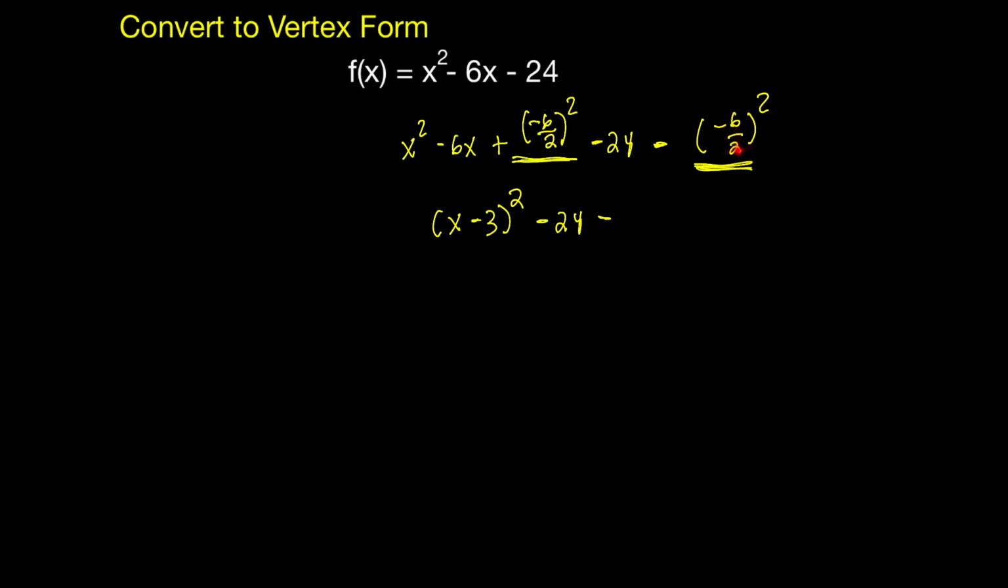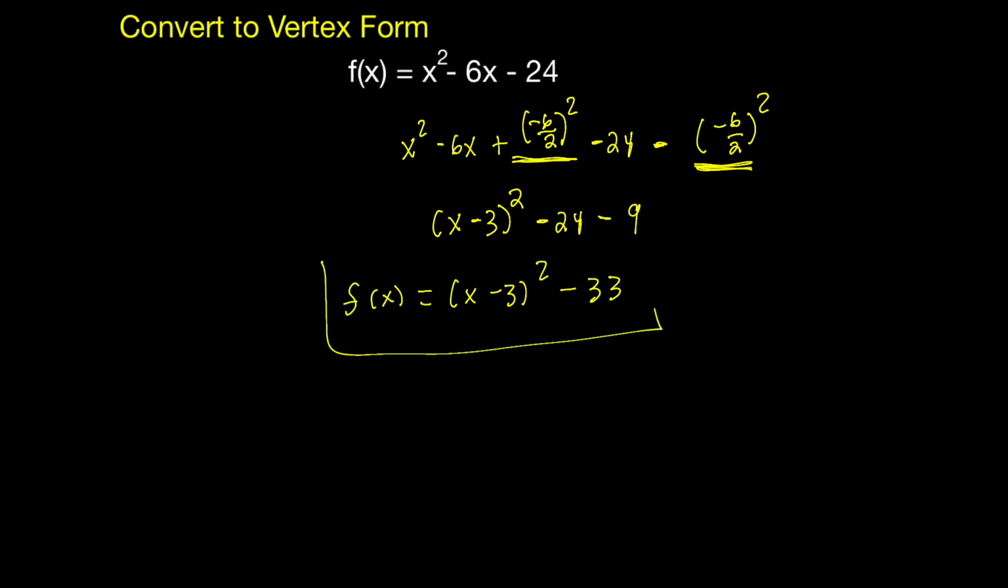Notice here that negative 6 divided by 2 is negative 3. And if we raise that to the second power, negative 3 times negative 3 is going to give us 9. So then we can just combine the like terms. Negative 24 minus 9 is going to give us negative 33. So we get that our vertex form is x minus 3, quantity squared, minus 33.